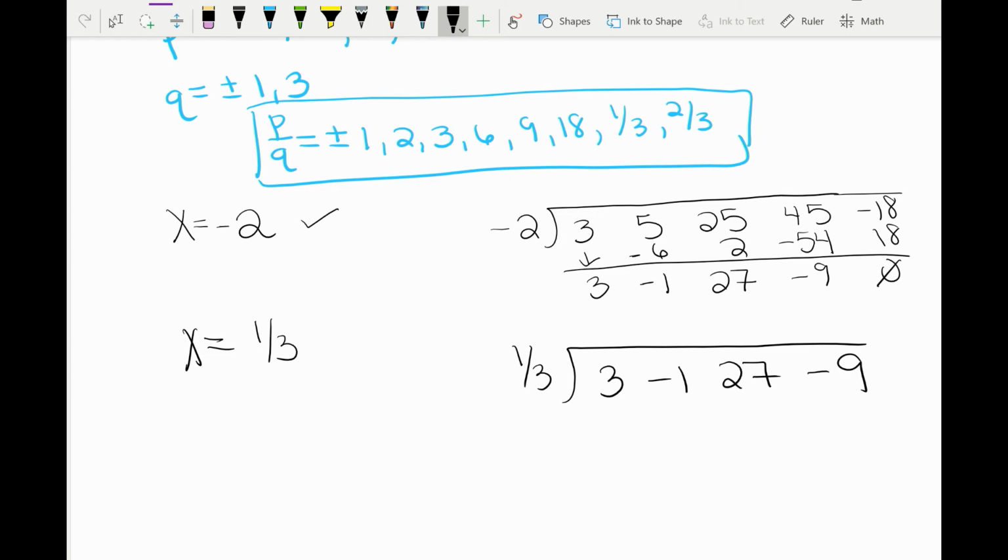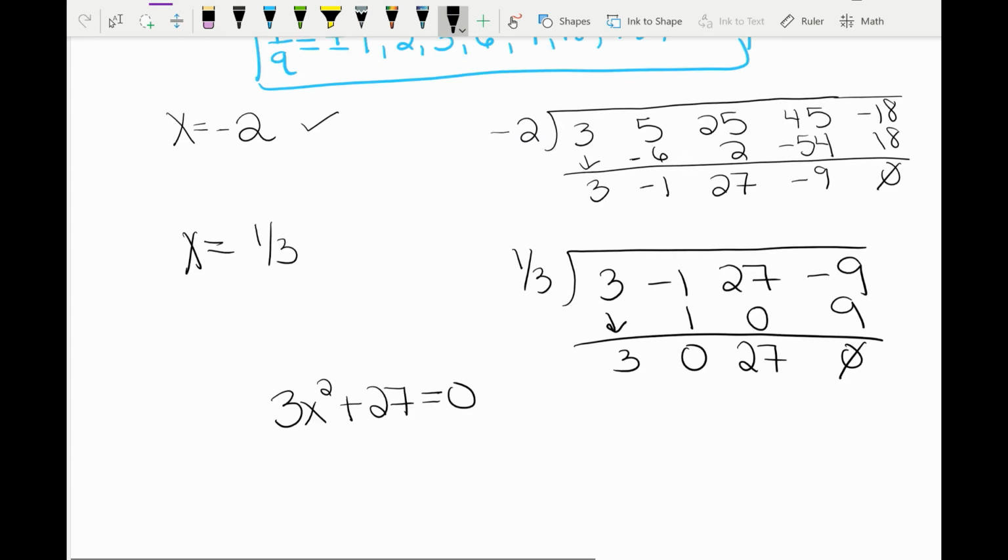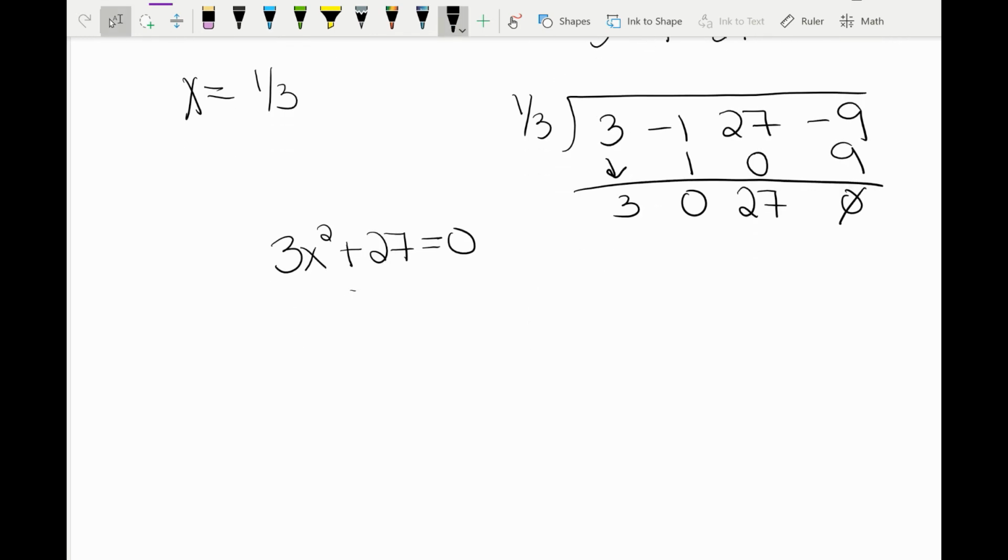So I'm going to do synthetic division again. And when I do synthetic division, this will be on the new polynomial that I had, the 3, -1, 27, and -9. So notice this one gives me 0 as well. So after that, I go through and I check the rest of the p's and q's and nothing else works. So I have to write my new polynomial and notice how it starts with x squared. That means I did synthetic division twice because it broke down my degree twice.